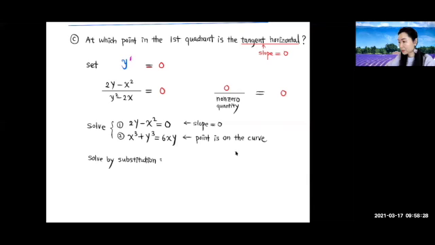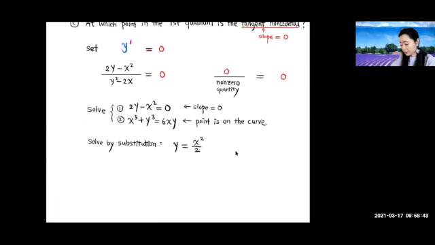Okay, so we can solve this by substitution. We can isolate this y from the first equation. So y is equal to x squared over 2. And then you can substitute this into the second equation over here. Okay, so let's label this equation 3. And we're going to substitute.